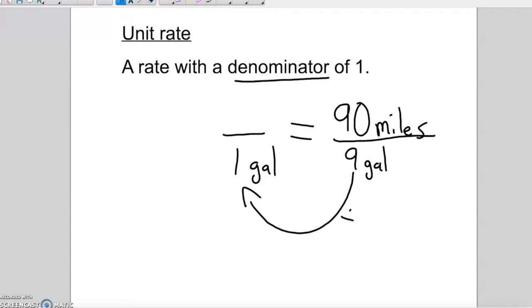So you divide by 9, right? 9 divided by 9 is 1. Whatever you do to the bottom, you do to the top. So divide this one by 9. And 90 divided by 9 is 10. So that means you are getting 10 miles to the gallon. That is not a fuel-efficient car, is it? Okay, it's got to be some kind of pickup truck or something. Some old pickup truck. All right, so that is a unit rate. 1 on the bottom. Okay?